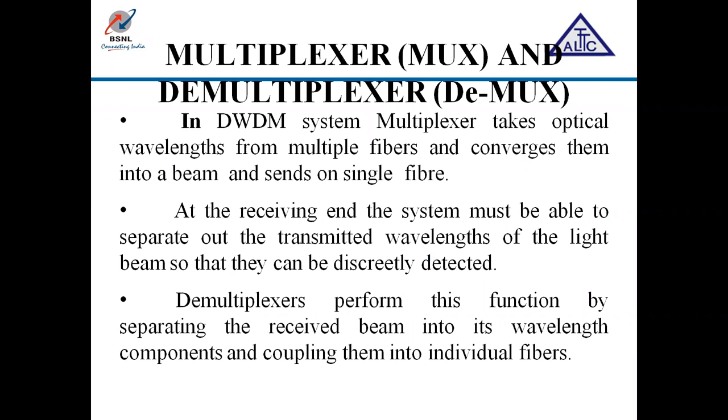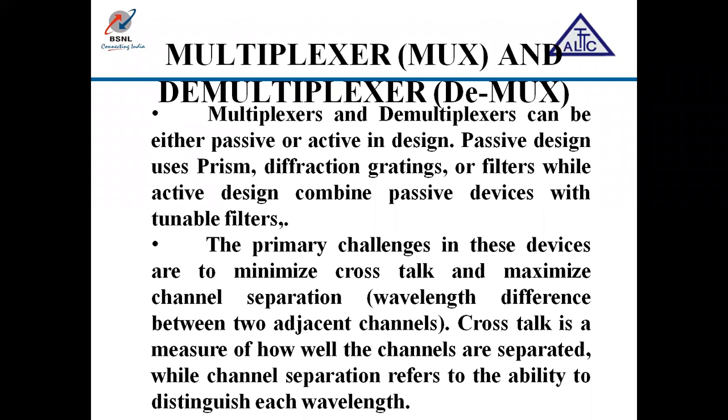Multiplexer and demultiplexer take optical wavelengths from multiple fibers and convert them into a beam and send it to the single fiber. This signal is received at the distant end, where the demultiplexer performs this function by separating the received beam into wavelength components and coupling them into individual fibers. Multiplexers and demultiplexers can be either passive or active in design.